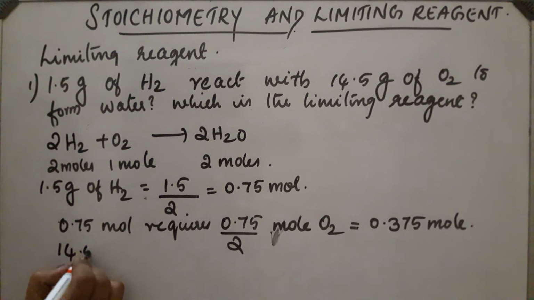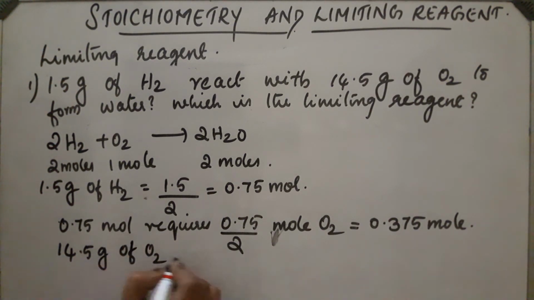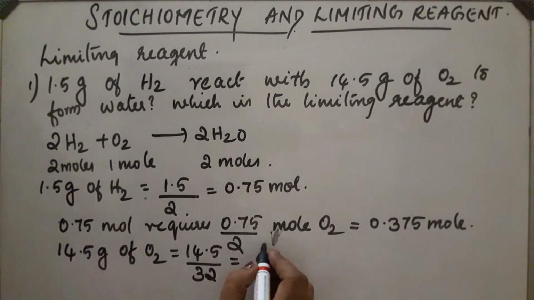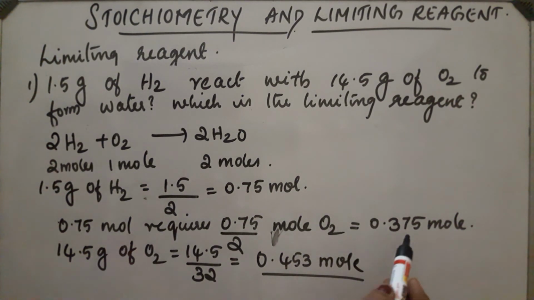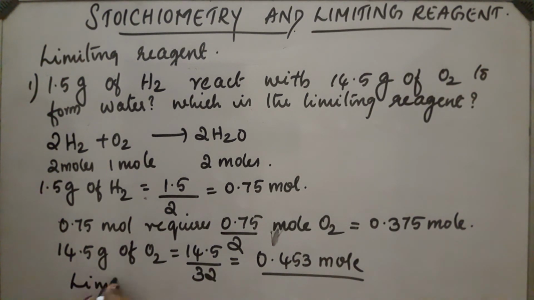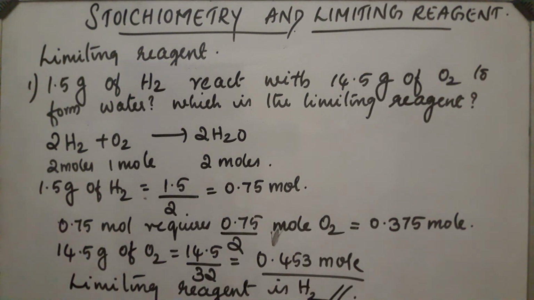Actually, in the question it is given 14.5 gram of oxygen. So 14.5 gram of oxygen is given mass 14.5 by 32, and the value is 0.453 mole. Okay, so see the difference. Here only 0.375 is required, but in the question it is given 0.453. So we can see that oxygen is in excess. So the limiting reagent is hydrogen. Okay. Like this we can find which one is the limiting reagent.